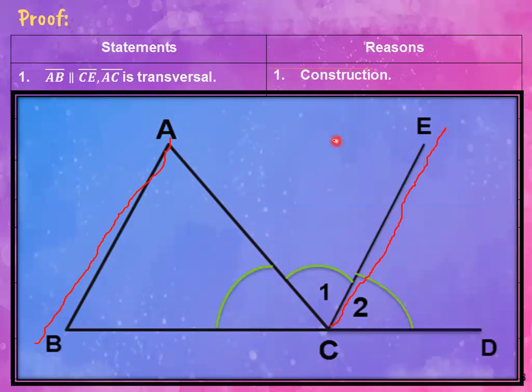Now, these two parallel lines are intersected by another line, which is AC. This is the line that intersects the two parallel lines, so you will say that this AC is a transversal. This was your construction. Clear? I hope it is clear.